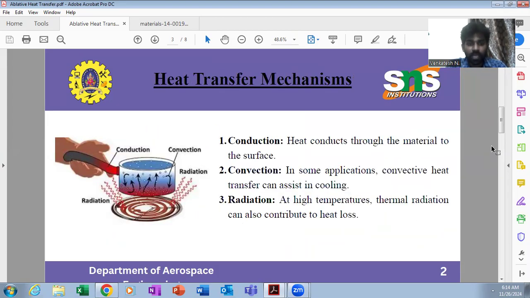As for the heat transfer mechanisms, heat conducts through the material to the surface. Convection: in some applications, convective heat transfer can assist in cooling. And radiation: at high temperatures, thermal radiation can also contribute to heat loss.